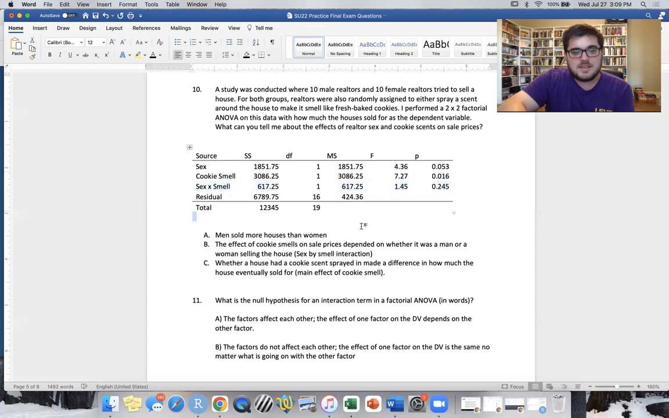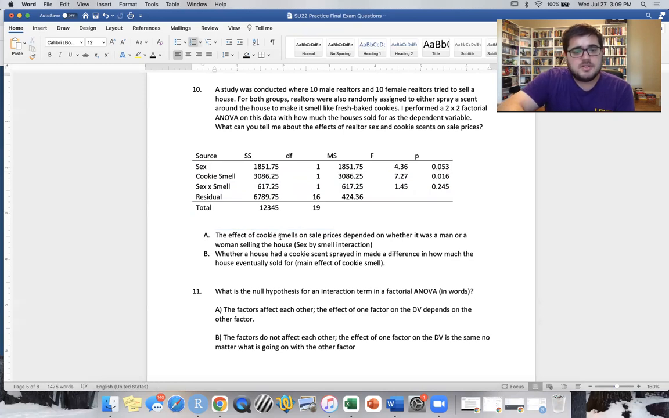So I unpacked the ANOVA table. Let's go see what the options are. Men sold more houses than women. If that were true, that would require there to be a main effect of sex, but there's not. That p-value for that main effect is above 0.05, so that's not it.